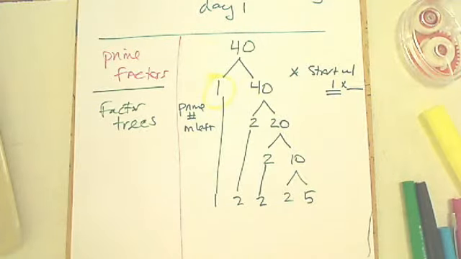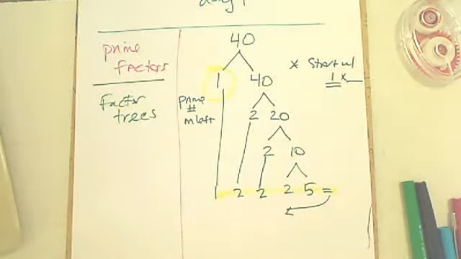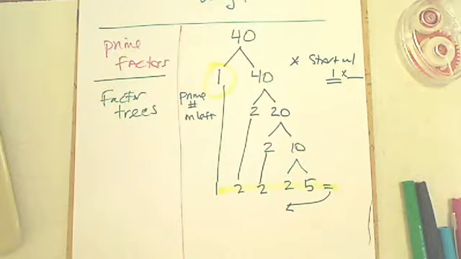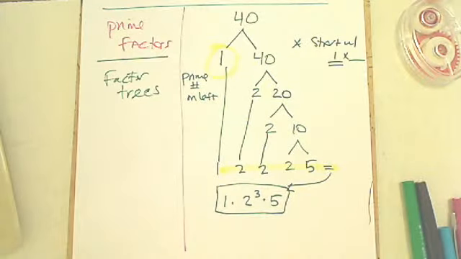Now, last year you may or may not have been told to complete the tree. I want you to complete the tree because it looks pretty. So right here will be your prime factors. But in Algebra 1, I want you to clean it up using exponents. 1 times 2 cubed times 5. You may or may not need the 1, but I'm including it just for giggles. So that's your prime factorization. That's 40 broken down to the simplest form. 2 cubed times 5 times 1.